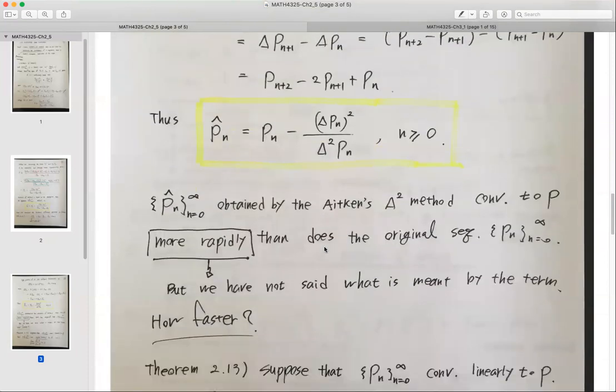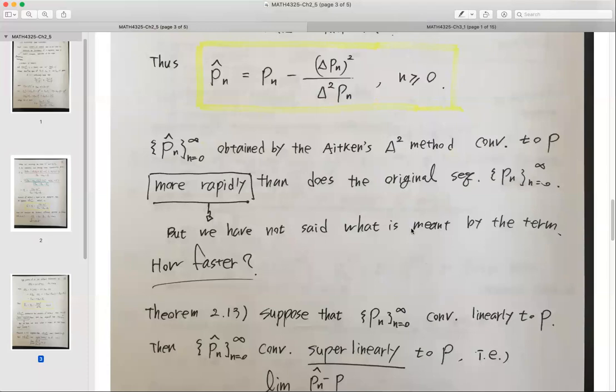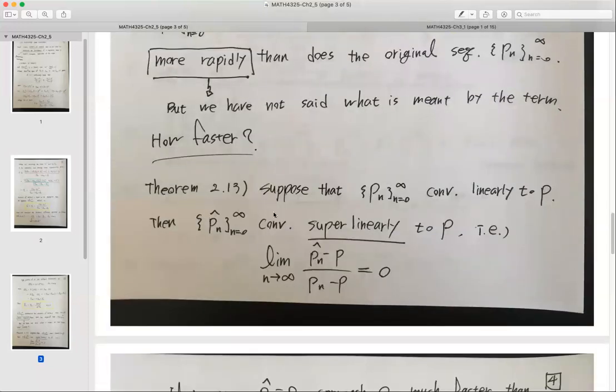So now p n hat, the sequence obtained by Atkinson's method, converges to p more rapidly than the original sequence does. I'm not saying that the order of convergence of Atkinson's method is quadratic, but it is just more rapid than the original sequence. But we have not said what is meant by how fast. So how much faster than linear convergence? We'll see.